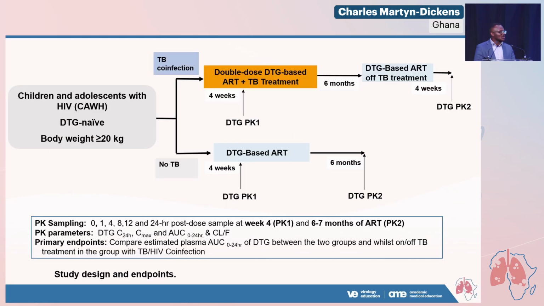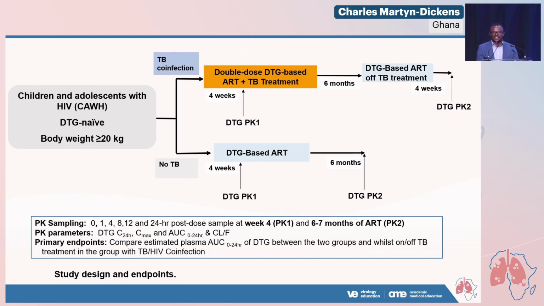So when you look at the study design and endpoints, the upper part talks about those with a TB co-infection. So we took children and adolescents with HIV, weighing 20 kilograms and above, not previously exposed to DTG, and they were put on double-dose DTG-based antiretroviral therapy as well as their rifampicin-containing TB treatment.